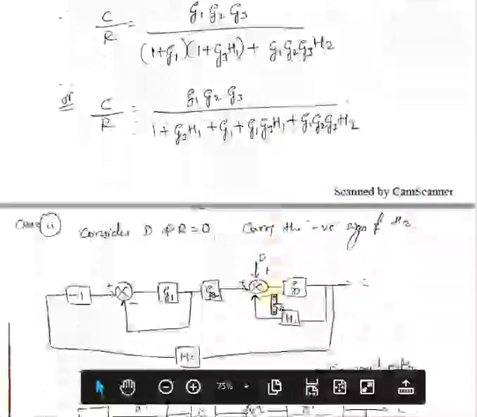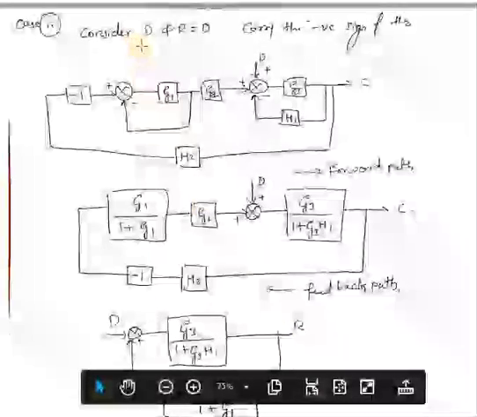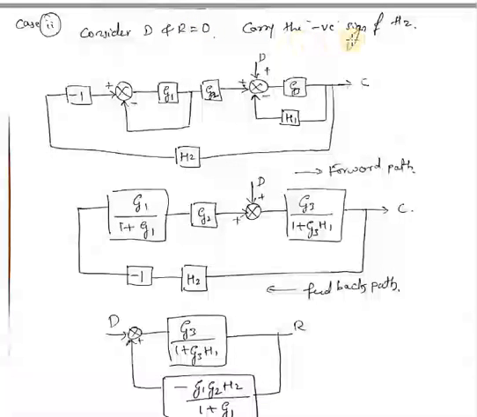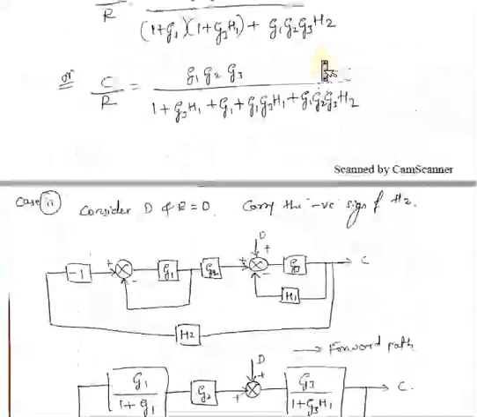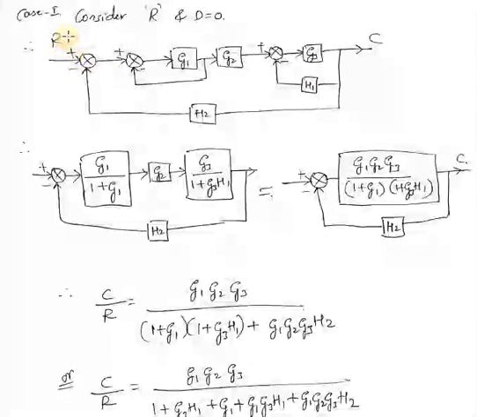Then moving further, case number 2. Here I will consider D as the input and I will eliminate R and carry the negative sign of the H2. So here if you see the given problem, if I want to eliminate this, at this summing point only one input and one output will be there.